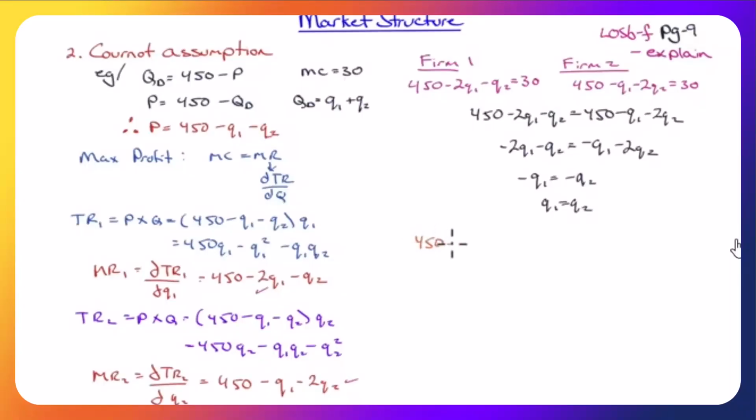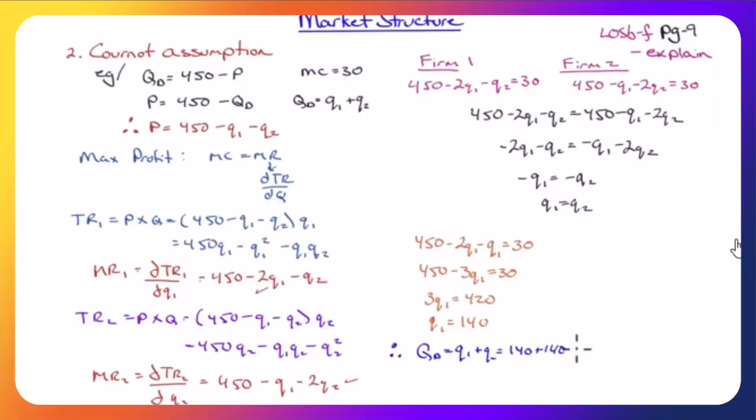We have 450 minus 2Q1 minus Q1 equals 30. Q1 equals Q2. So what do we have in here? This will just turn into 450 minus 3Q1 equals 30. 3Q1 will equal 420, which means Q1 must be equal to 140. And if Q1 equals 140, let's find out what we have here in terms of quantity demanded. We know Q1 equals Q2. Q1 plus Q2 will be 140 plus 140 equals 280.